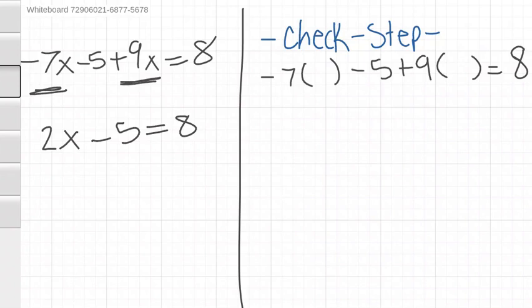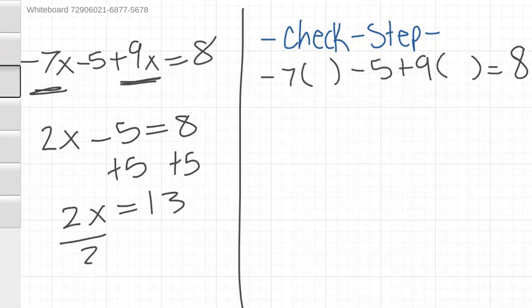But we can simplify even farther. We can add 5 to both sides, and we would get 2x is equal to 13. And then we could simplify it even farther and get what x would equal, which would be a decimal. We would divide by 2, and then x would equal 6.5.